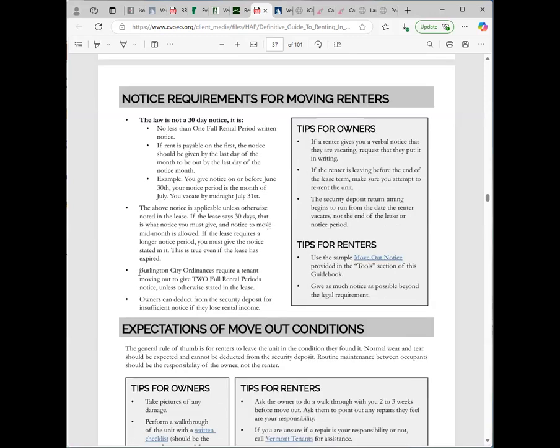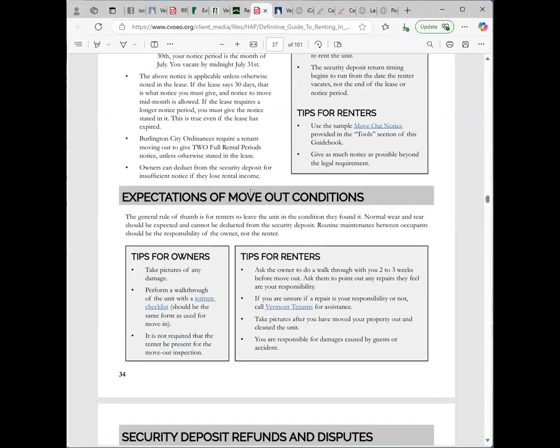Okay, but there is a nuance here. Burlington city ordinances require a tenant moving out to give 2 full rental periods notice unless otherwise stated in the lease. I've never seen that before. That's the first time I've ever seen a tenant required to give additional days of notice to depart.